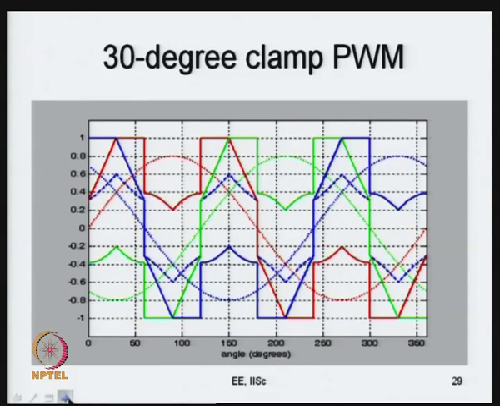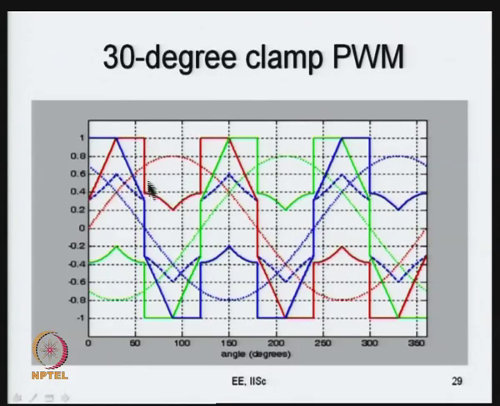The other thing is, if you want to break it, the continuous 60 degree clamp duration can be broken into two parts, what I am calling a 30 degree clamp here. If you see here, the R phase is clamped here. What is the kind of modulating signal? The modulating signal is this blue signal going up and down, and there is a discontinuity here, and down and up, there is a discontinuity here, then up and down, and then there is a discontinuity here, then down and up, discontinuity here. This is the nature of the modulating signal.